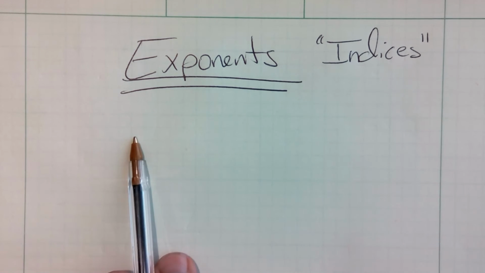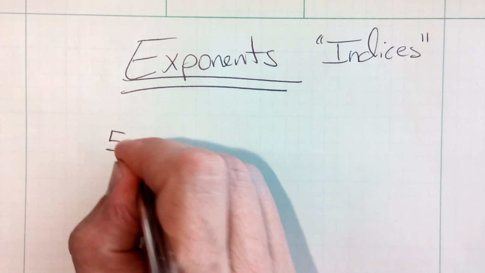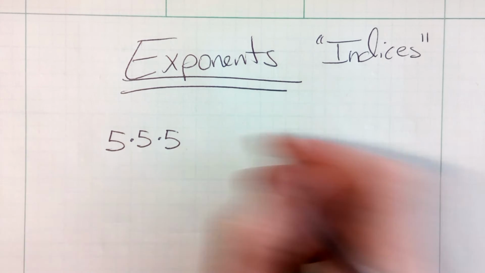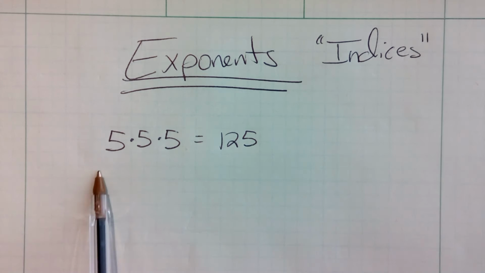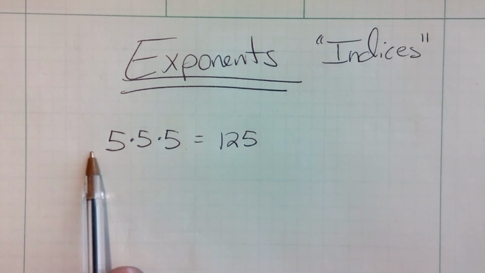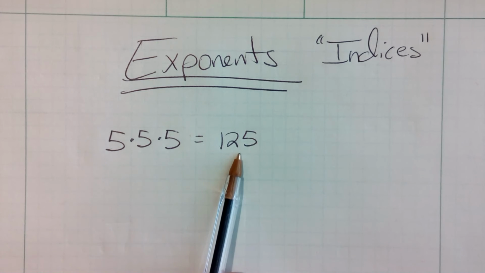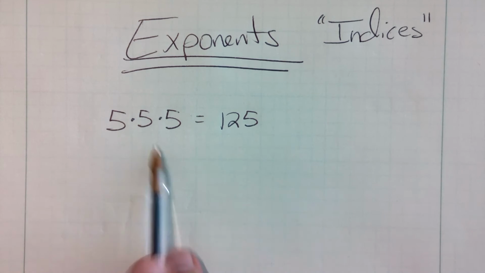Now, exponents are a way to do multiple multiplication. For instance, if I gave you 5 times 5 times 5, multiplied together, that's 125. But a lot of times mathematicians want a way to write this in a more compact form before we actually find out what its solution is. We use what's called an exponent or an indice.